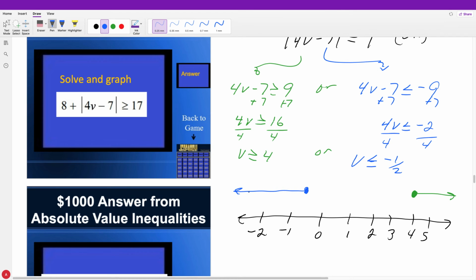With or statements, we don't have to worry about them overlapping. If they do, that tells me it's a special case. So this is our final answer, and that is it for this question.